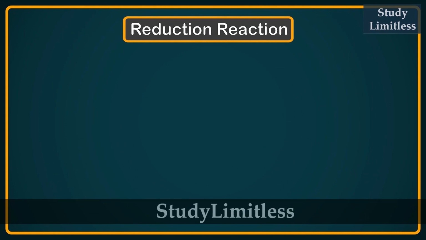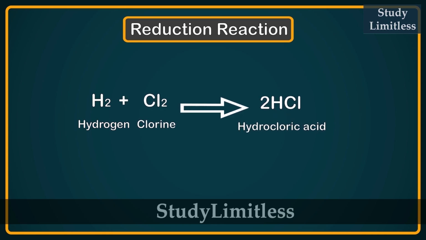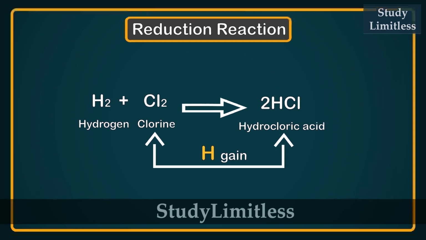Now for reduction reaction, the formation of hydrochloric acid is a good example. Now when you look at the reaction, when you have a diatomic molecule of hydrogen which reacts with the diatomic molecule of chlorine, it forms 2HCl. And in this reaction, if you see, chlorine has gained a hydrogen atom. And whenever you have the gain of a hydrogen atom or the loss of an oxygen atom, you have reduction which has gone about. And this is the same thing which has happened in this reaction.